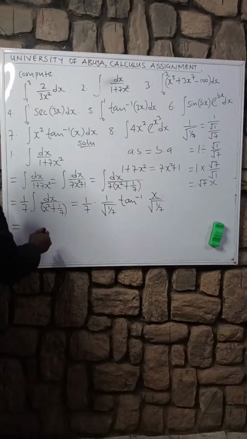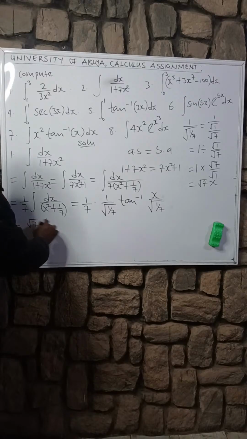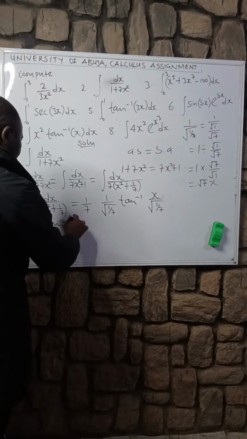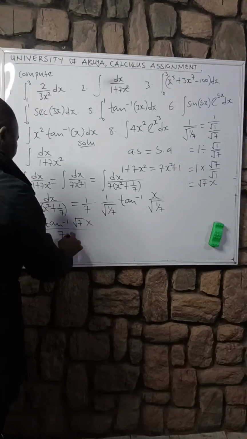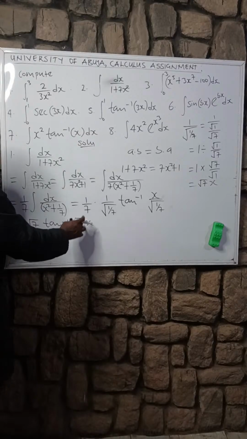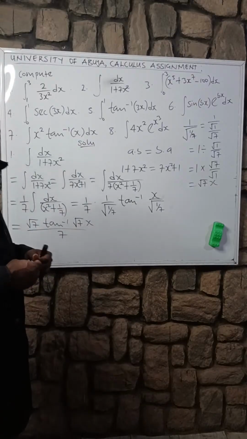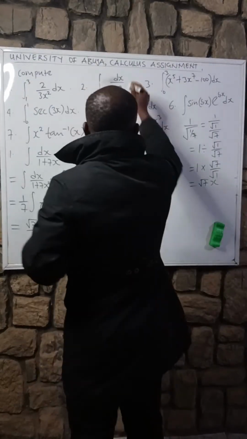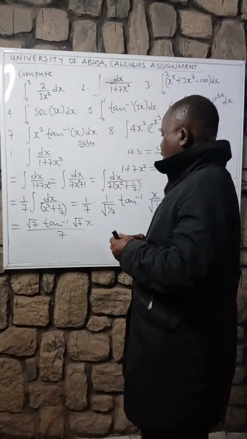So here we're going to have square root of 7 tan inverse times square root of 7x all over the square root of 7, which will now be what? 7. So this is how you are going to evaluate this second one. Let me write it up. Second one. This is how you evaluate this second one.